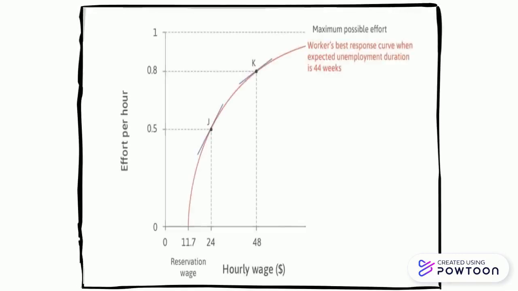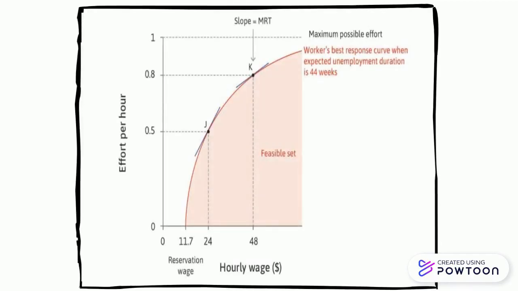Maria's best response to a wage offer depends on how long she would expect to be unemployed before getting a new job if she were to lose her job. The best response curve is concave. This is since as the level of effort approaches the maximum possible level, the utility of effort becomes greater.